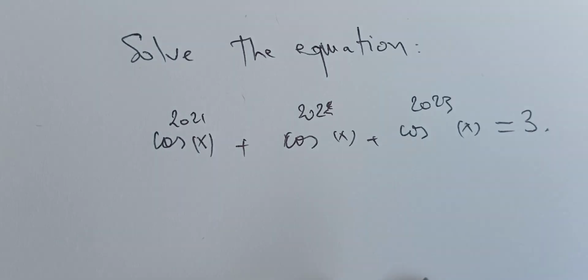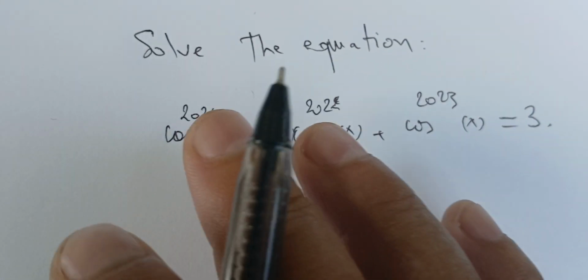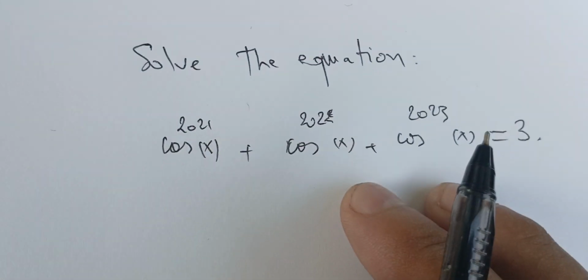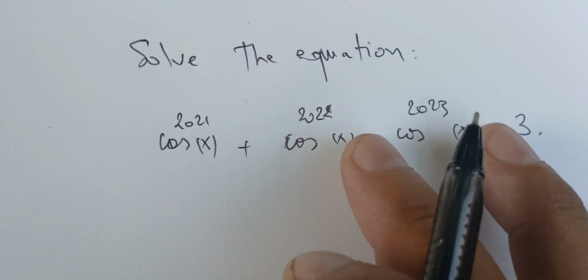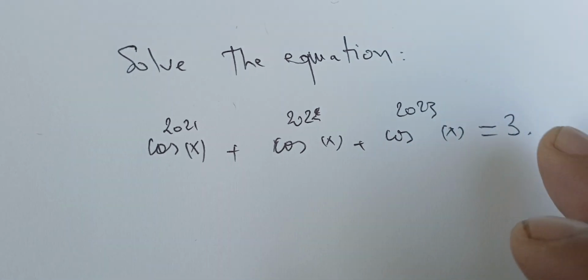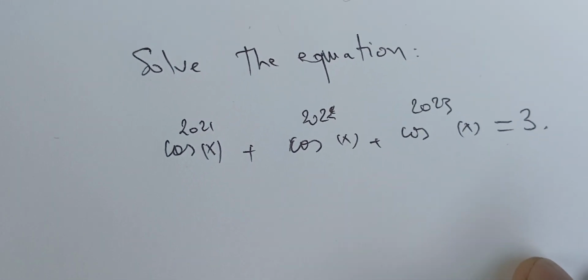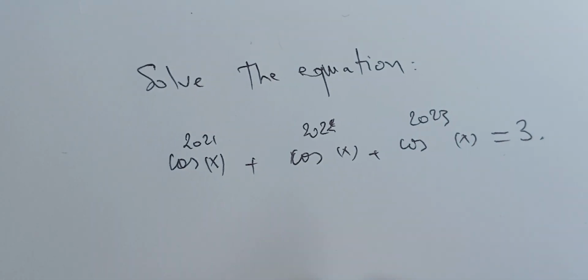Let's solve the following equation. We have cosine of x to the power 2021 plus cosine of x to the power 2022 plus cosine of x to the power 2023. All this sum is equal to 3. So this is an equation that we need to solve.